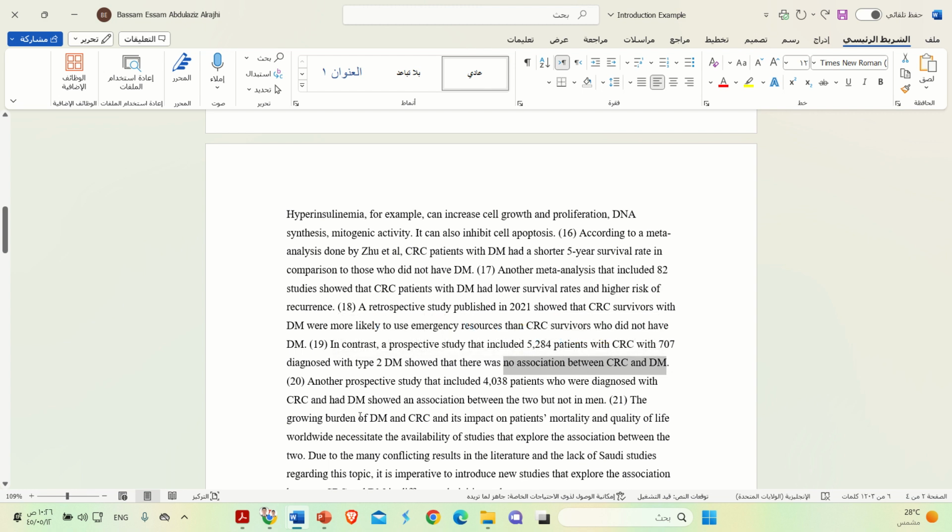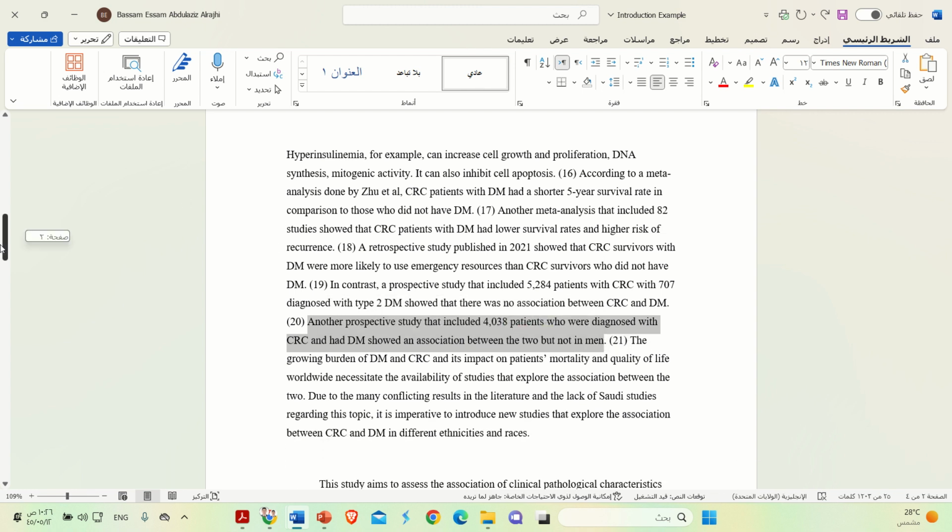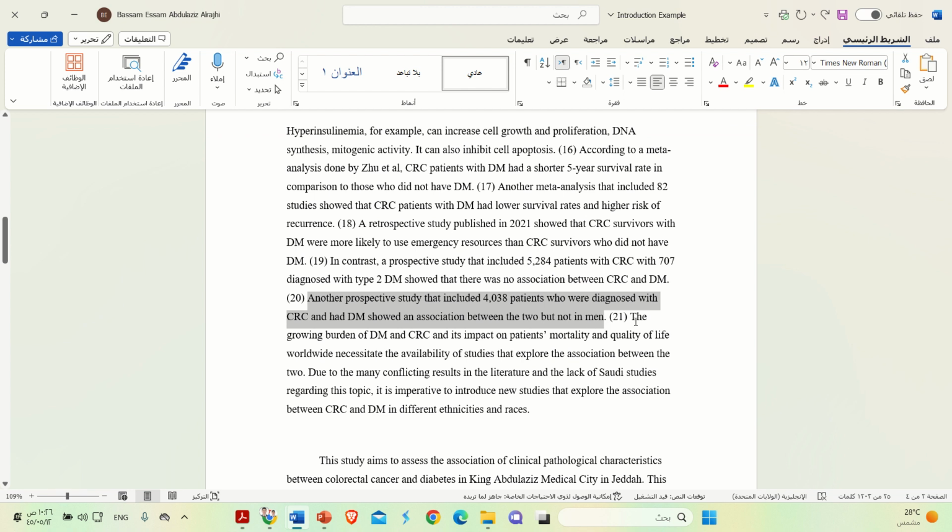So something contrasting in order to see that there isn't a definitive conclusion yet. And here another study showed that there is an association between the two, but not in men. Then you can see how there are different conclusions between different studies, hence why this is an area for research. Then you talk about the growing burden and the impact of patient mortality in the healthcare system.